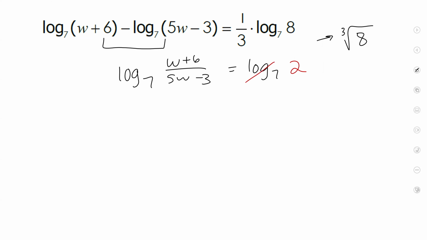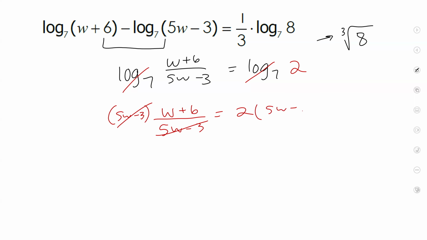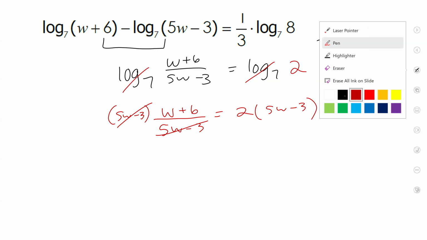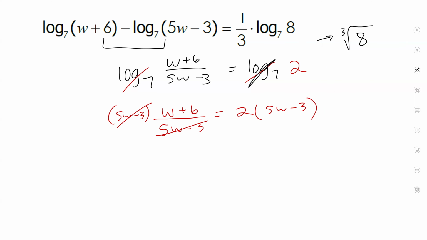Now that canceled with that, leaving us with W divided by W plus 6 divided by 5W minus 3 equals 2. We multiplied both sides by 5W minus 3, and then you guys solved. Okay, that's what we did last week. We saw the case where you have a log with the same base equaling a log with the same base. Now, we are going to look at cases where you have a log equaling a number, okay?